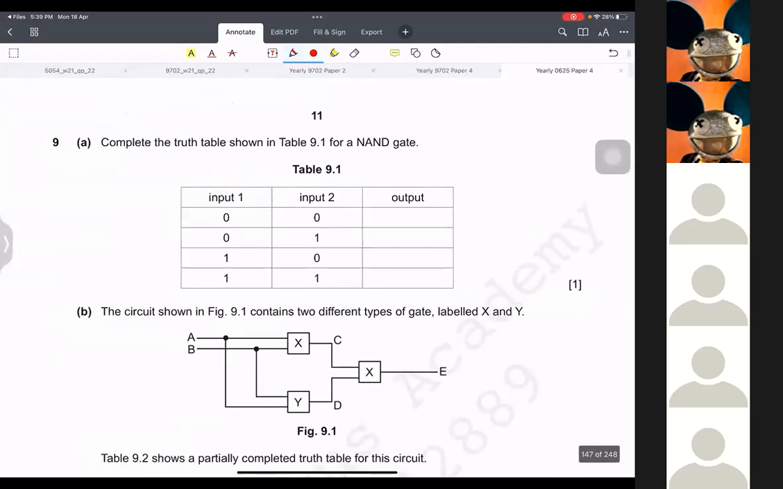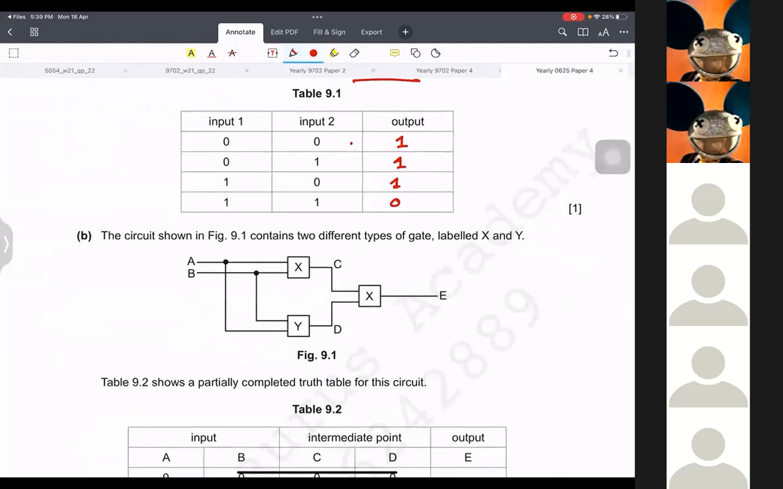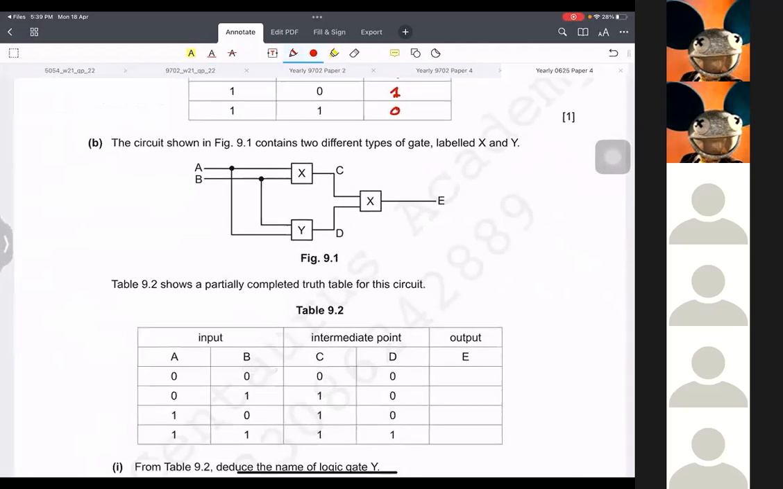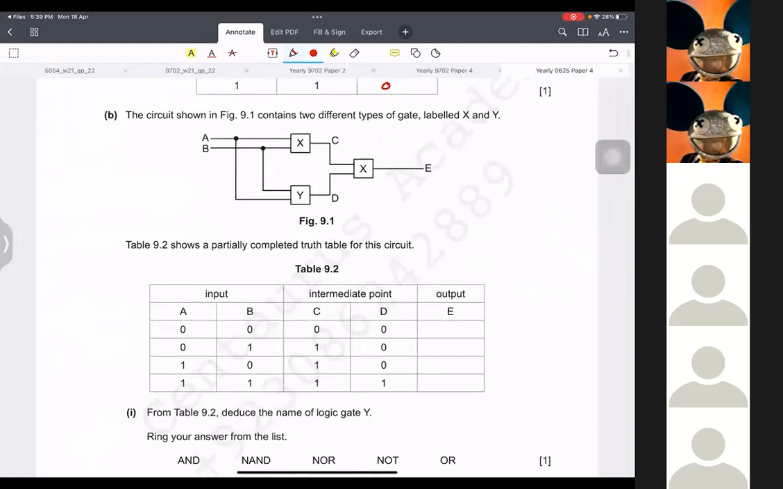And now this is super easy. This is for NAND. So for AND it would be 0, but now it will be 1. Everywhere there was 0 is now 1. That's it. So easy. Now the question shows a partially completed circuit.